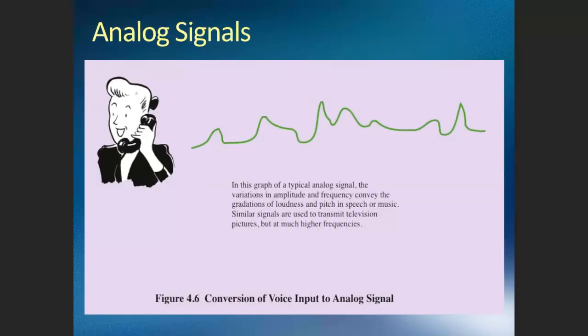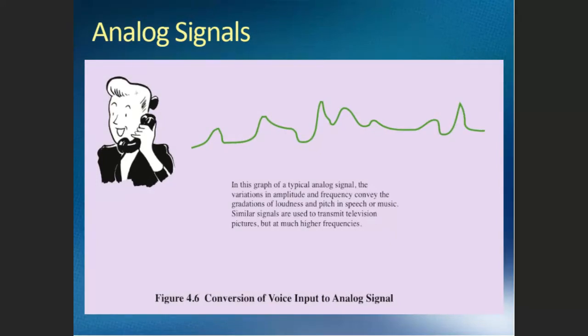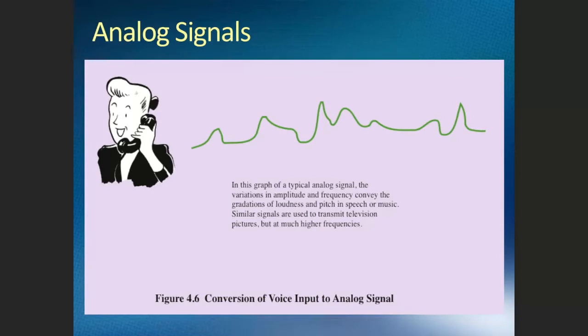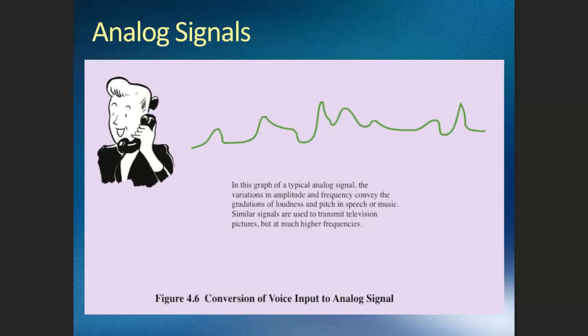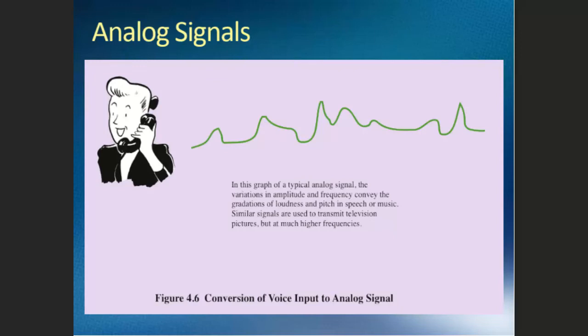So this is an example of an analog signal, a human voice. In this graph, a typical analog signal, the variation in amplitude and frequency convey the gradations of loudness and pitch in speech or music. Similar signals are used to transmit television pictures, but at much higher frequencies. Human voice, by nature, generates this analog signal. It's going up and down, but variable. No one is talking digital, right? Can anyone talk digital? Nobody.